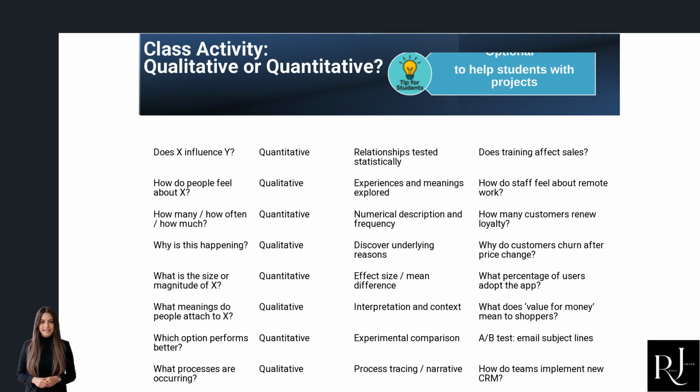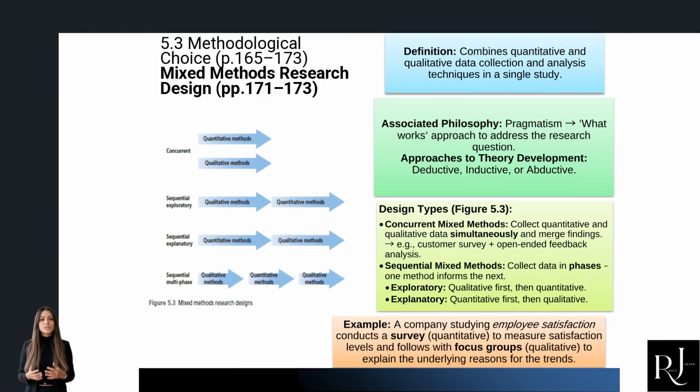Experimental comparisons like A/B tests are quantitative, while process tracing of how a team implements a new system is qualitative. Moving on to section 5.3, let's discuss mixed methods research design. This involves combining quantitative and qualitative data collection and analysis in a single study. It is most often associated with the philosophy of pragmatism, which takes a what works approach to address the research question. Mixed methods can be deductive, inductive, or even abductive.